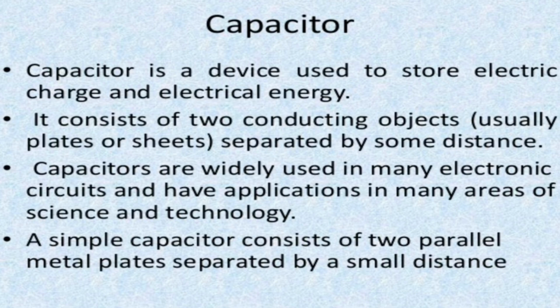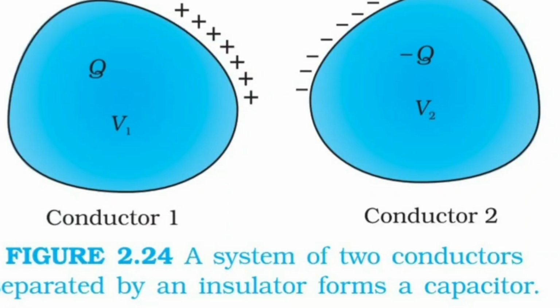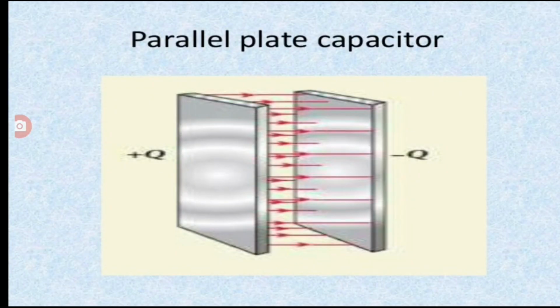And these capacitors have wide uses in our daily life. This diagram shows the basic structure of a capacitor. We have two conductors, and these two conductors store equal charges. This diagram shows the most common capacitor, called a parallel plate capacitor. In this case, the two conductors are two conducting plates separated by a dielectric medium or air.